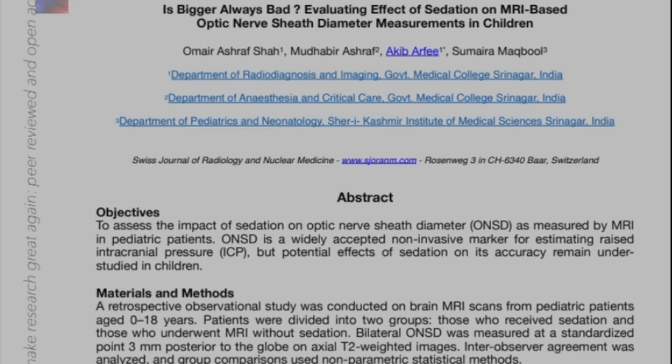Is bigger always bad? Evaluating effect of sedation on MRI-based optic nerve sheath diameter measurements in children. Omair Ashraf et al. Audio by paper to audio.